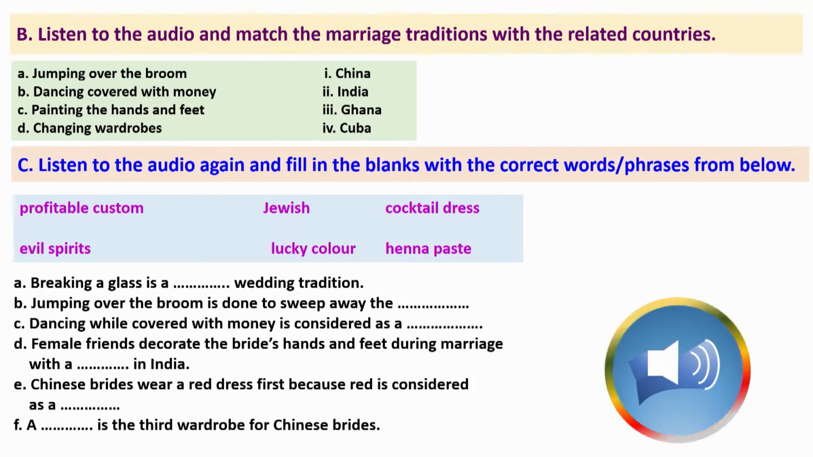Jumping over the broom. A joyful tradition in the West African country of Ghana, jumping over the broom by the bride and groom as the couple's way to sweep away the evil spirits and the mistakes done in the past. The one who has jumped the highest is believed to become the head of the household. 3. Dancing while covered with money.